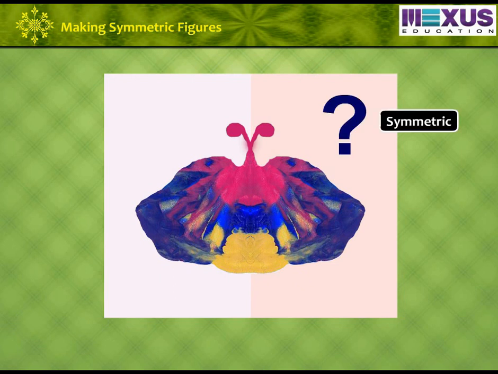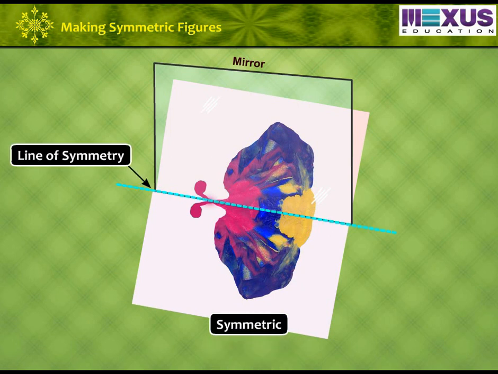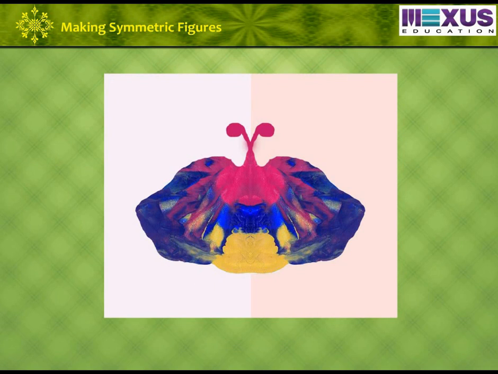Is the resulting figure symmetric? Let's check if we place a mirror in between the painting. We see that half of the image on the paper is exactly like the other half of the image on the mirror. Hence, this image is said to be symmetric, as here we see line of the symmetry. We see that by folding the paper into half, we get the exact pattern of one half on the other half of the paper. In simple words, we can say that we got mirror images of each other.